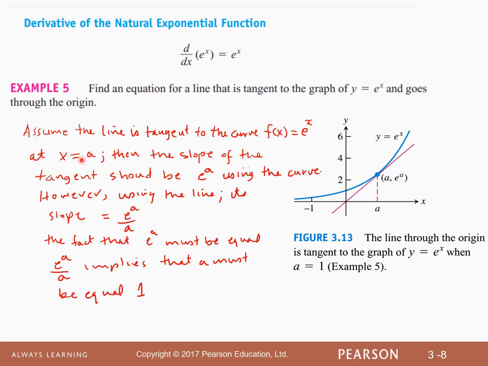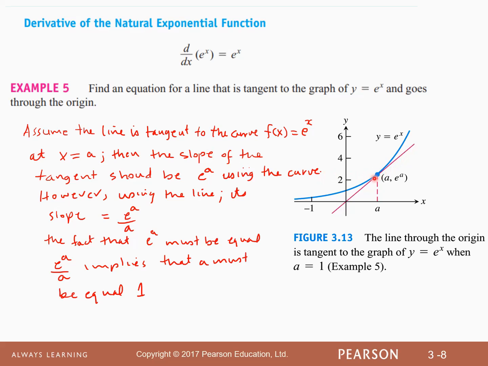Assume the line is a tangent to the curve f of x equal to e to the x at x equal to a. Then the slope of the curve should be e to the power a, because the slope is the derivative of the function. Derivative of e to the x is e to the x, and we want the slope at the point a. We replace x by a, so the slope is going to be e to the power a according to the curve. Now let's take a look at the slope of this line.